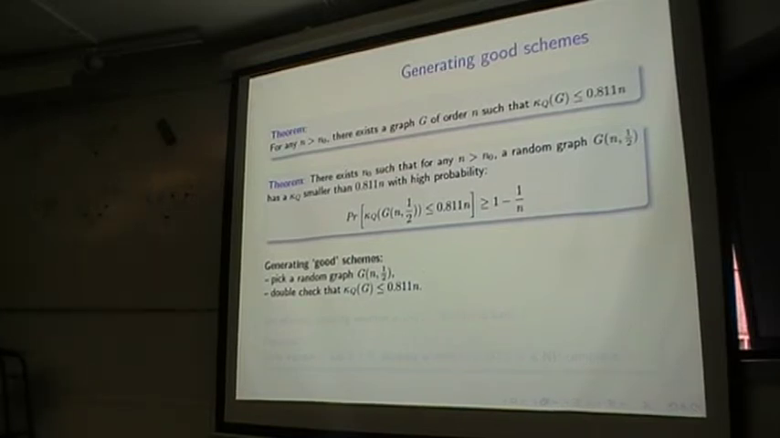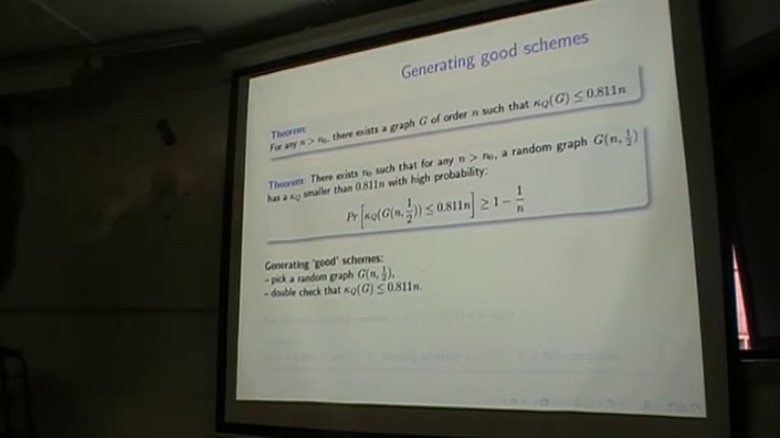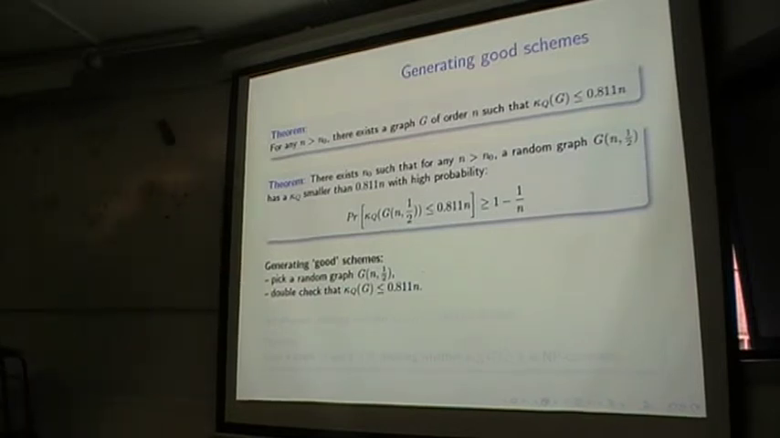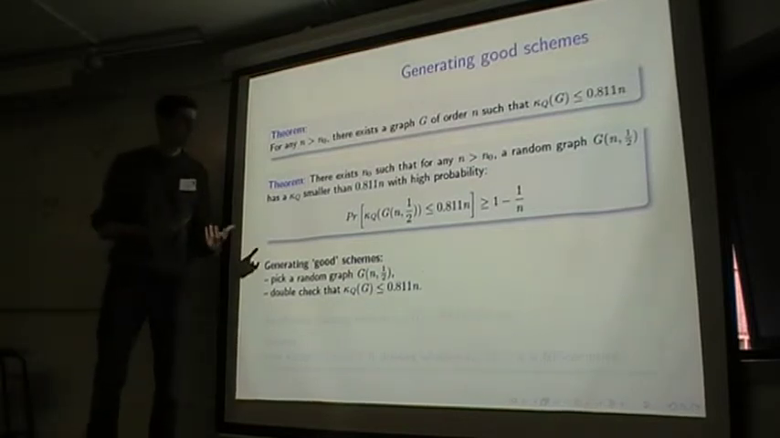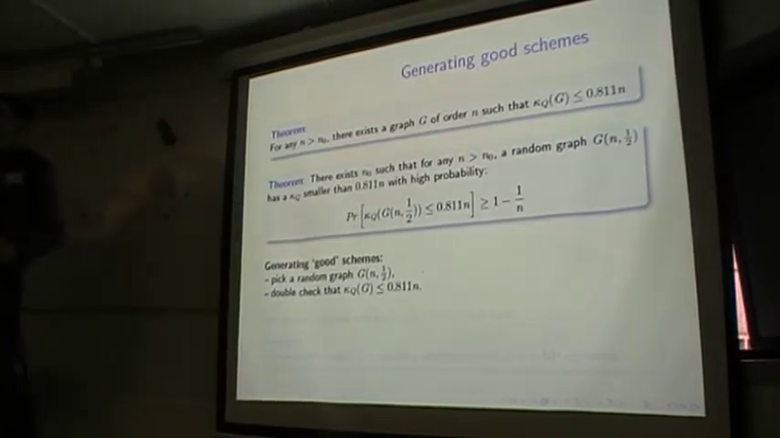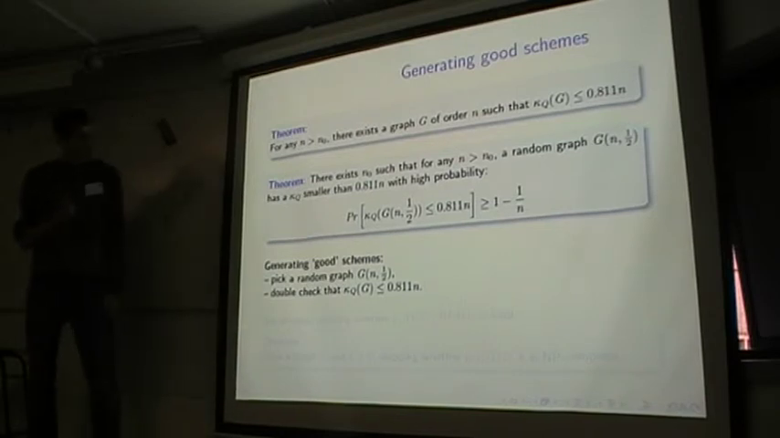Just a randomly picked one, yes. So we are not able to construct them, but it's good news because it gives us a way to generate a good graph. Just pick a random graph. It's quite simple. With high probability, this graph will satisfy this condition: the threshold of this graph will be smaller than 0.811 n.